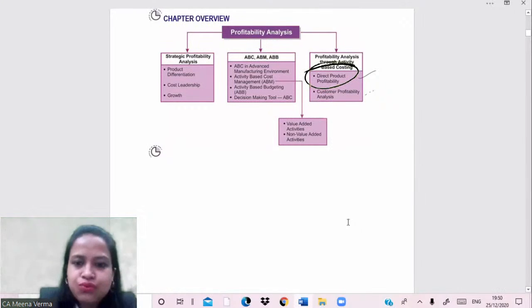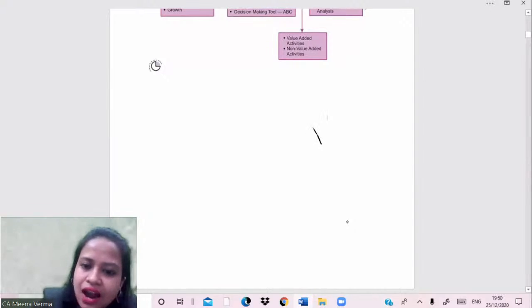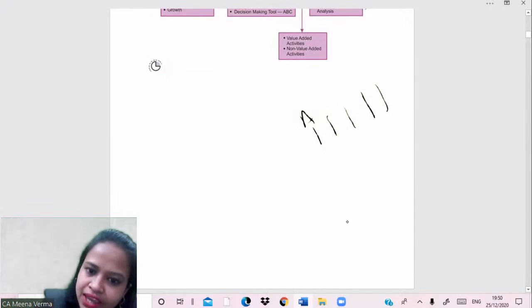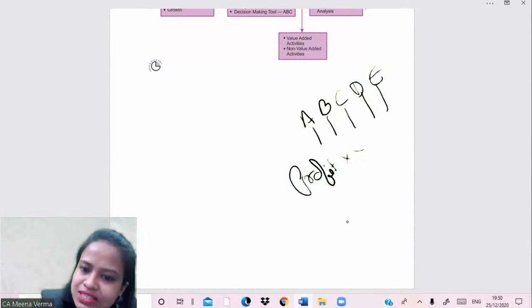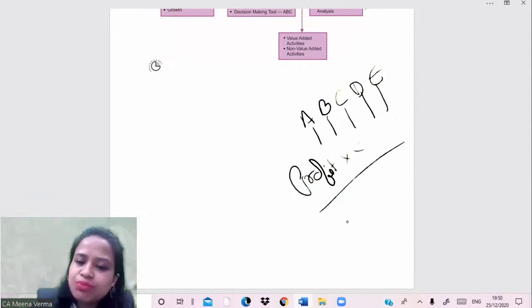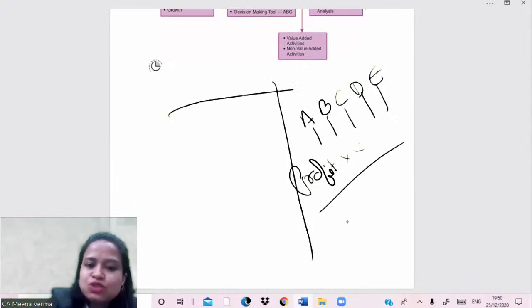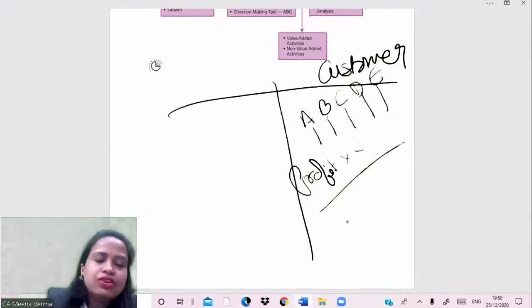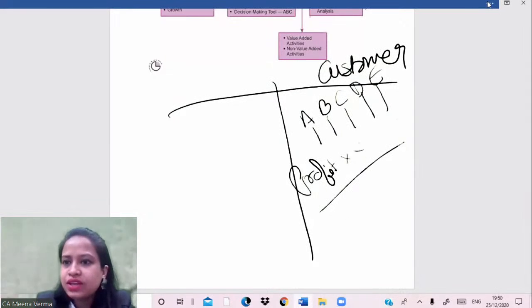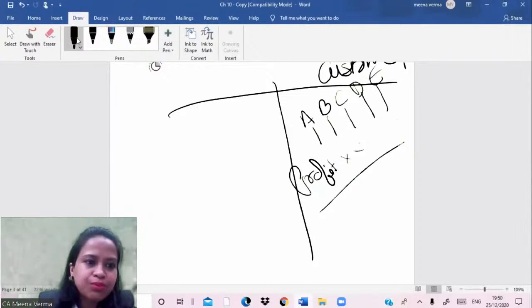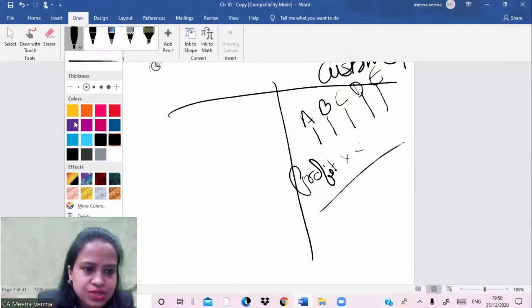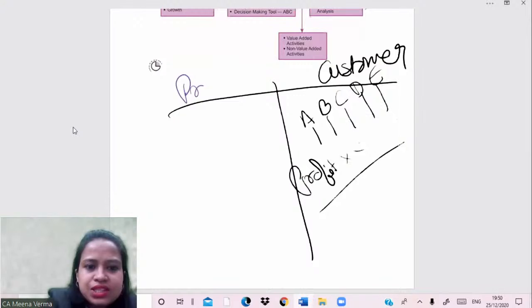Now see, in the first case, we considered our different customers A, B, C, D, E. We found the profit of these customers. Why have we found the profit of different customers? In order to analyze these customers. Now the next point is, we are not considering the customer. Now we are considering the product which we are producing.